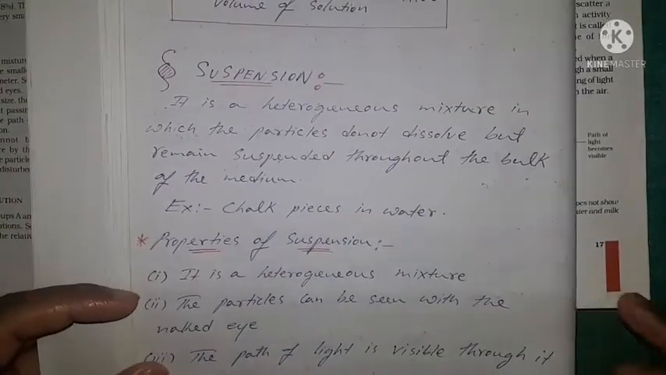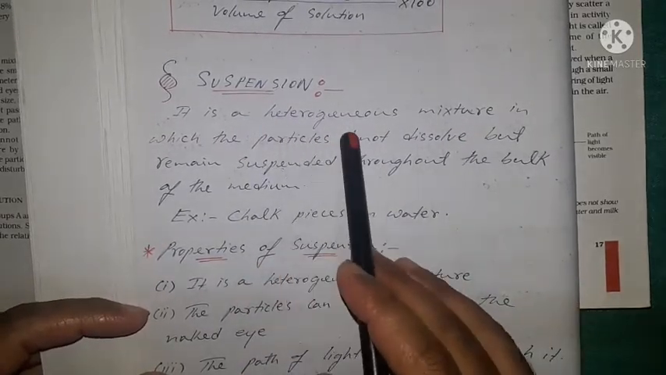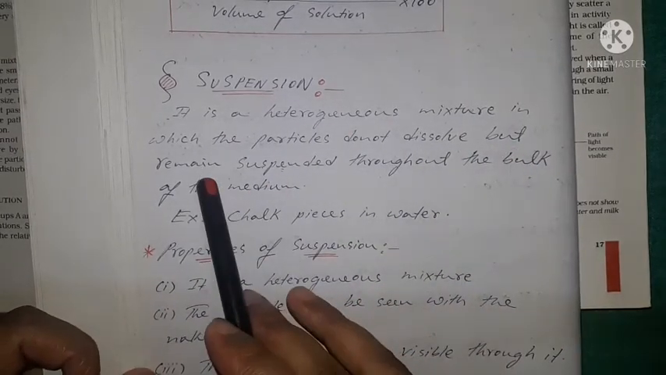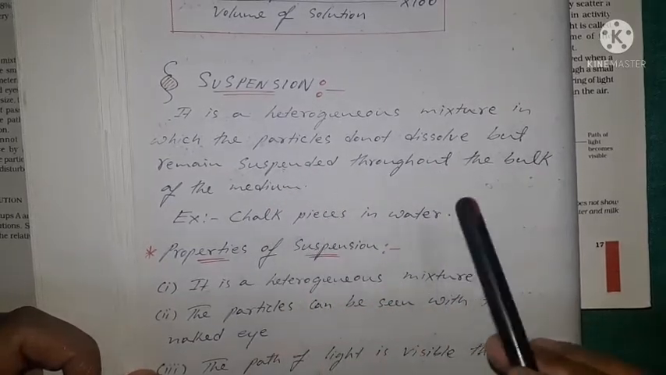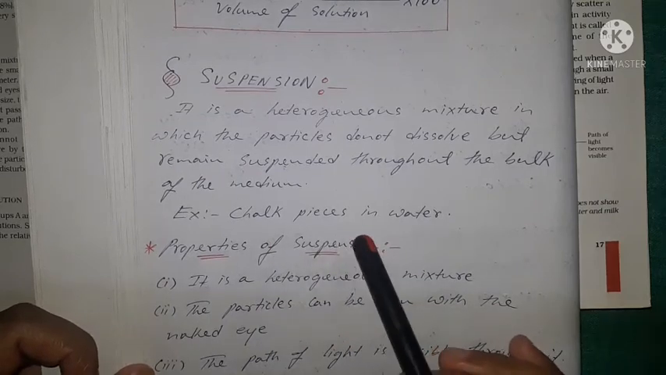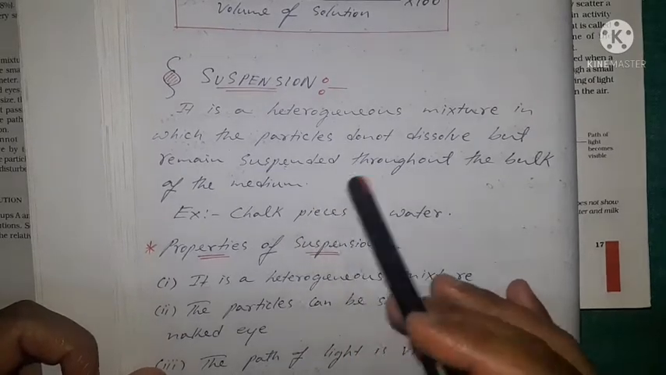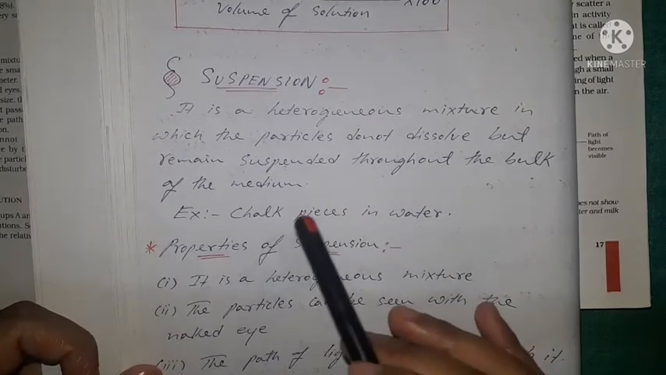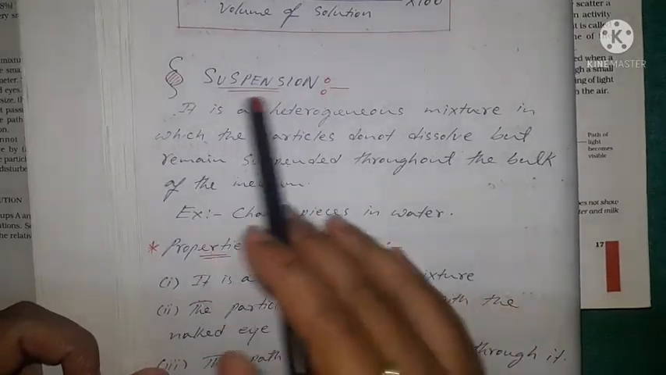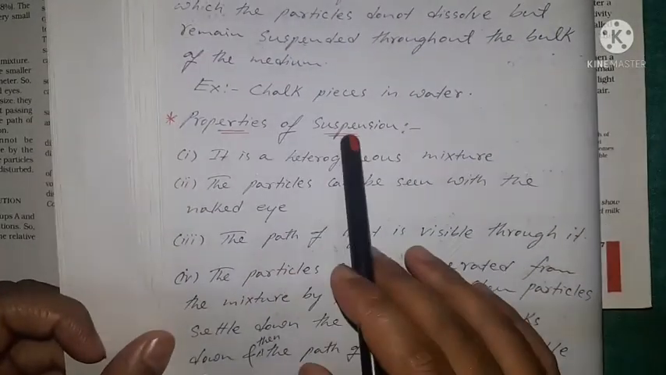Now, suspension. So what is a suspension? It is a heterogeneous mixture. It is not a homogeneous mixture, but a heterogeneous mixture in which the particles do not dissolve but remain suspended throughout the bulk of the medium. Example, chalk pieces in water. If we mix some chalk pieces in water, we can see the chalk pieces in the medium; it is not completely mixed with the water. That means the composition is not uniform, hence it is a heterogeneous mixture, and such a type of mixture is known as a suspension.